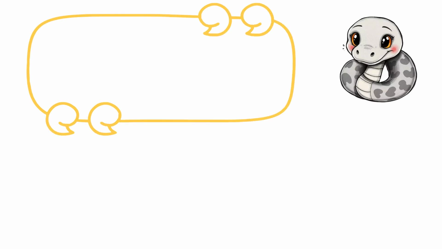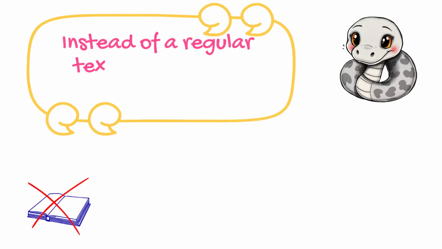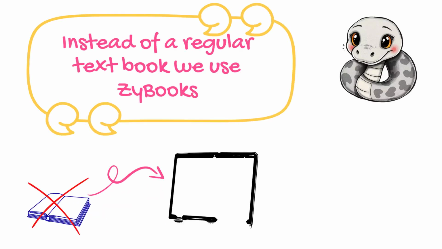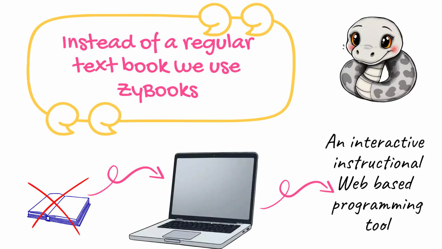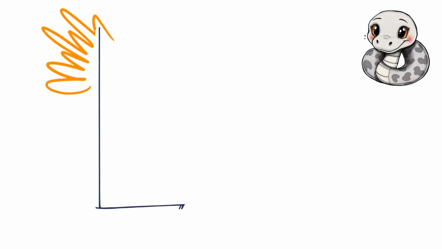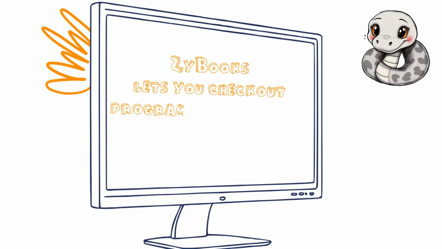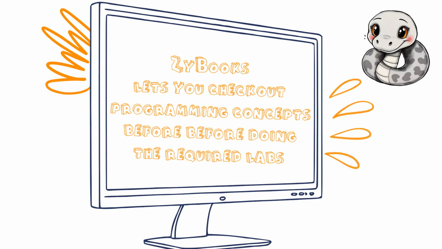In this class, we do not use a textbook. Instead, we use an interactive programming tool called Zybooks. Zybooks is web-based. You access it through Brightspace learning modules. In Zybooks, you can practice your labs before you submit them for a grade. Take advantage of the interactive tools and practice labs to get the most out of this class.